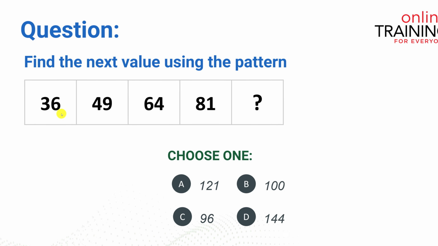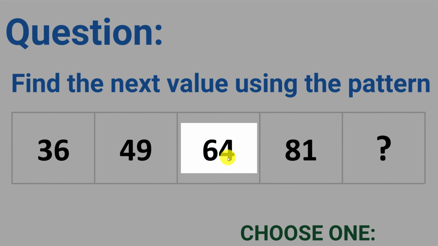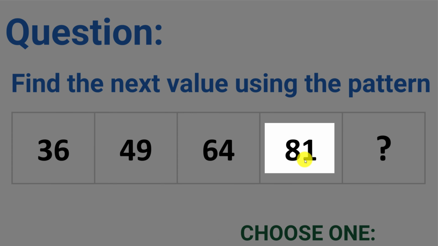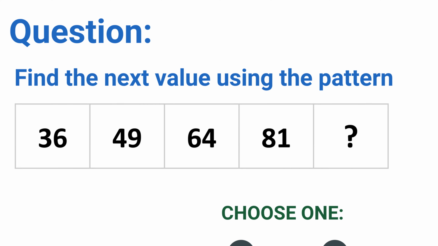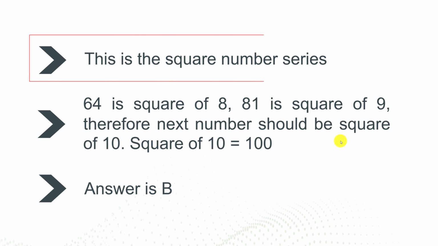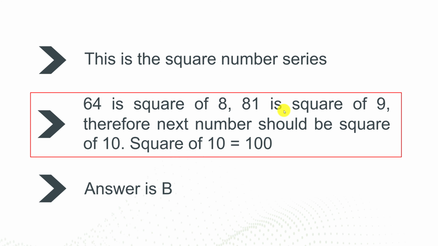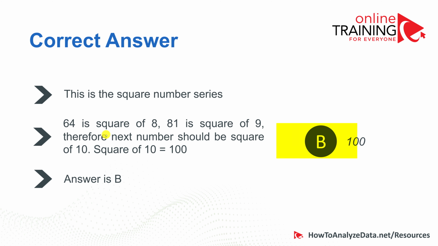Let's see if we can nail the answer. If you look closely, you see that there is a square pattern here. 6 by 6 is 36, 7 by 7 is 49, 8 by 8, 64, 9 by 9 is 81. Can you guess the next one? 10 by 10 is an equivalent of 100. Let's recap. So this is the square number series. 64 is the square of 8, 81 is the square of 9, and therefore next number would be the square of 10. And square of 10 is 100. So the correct choice is B, 100.